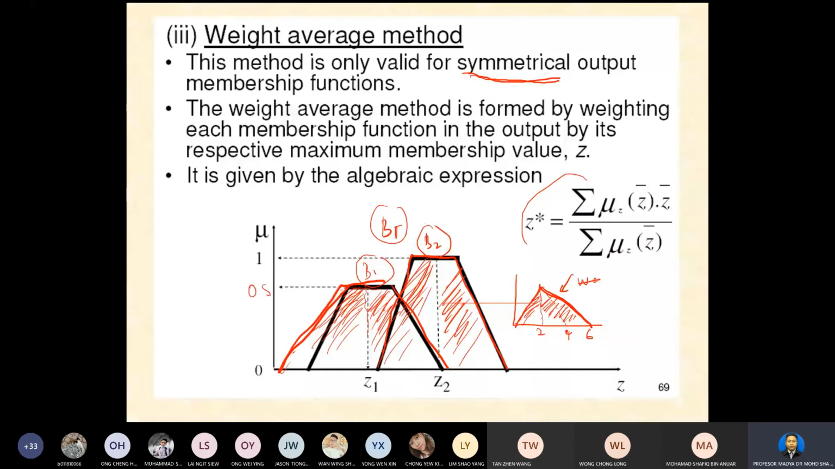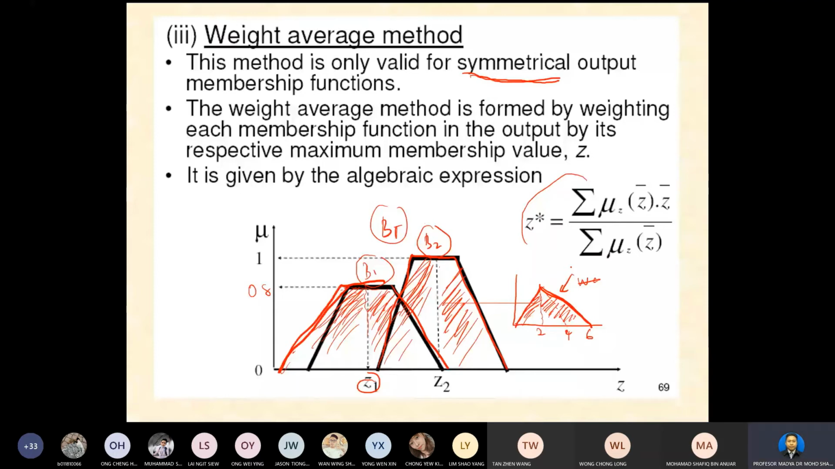Okay, this 0.8, for example: 0.8 multiplied by Z1 plus 1 multiplied by Z2, divided by the summation of membership values. For example, like this one.